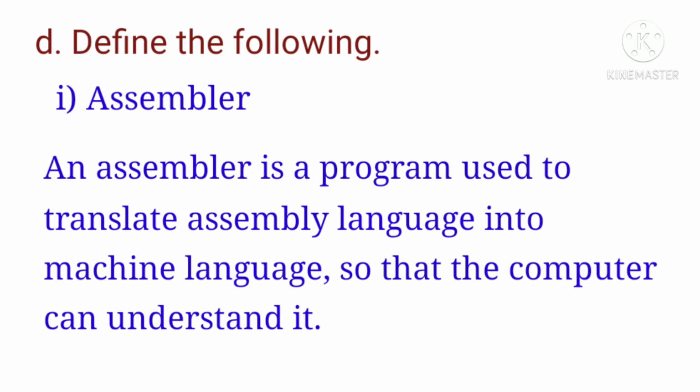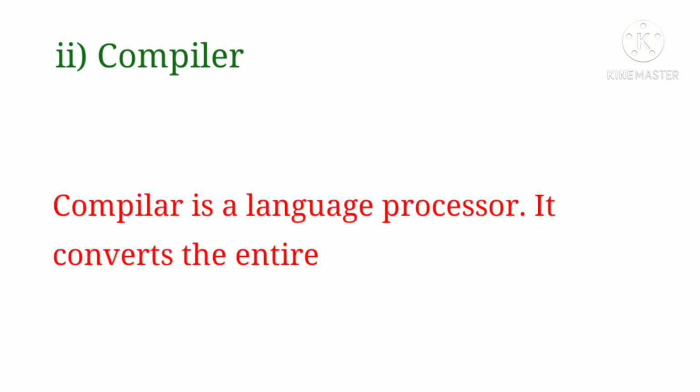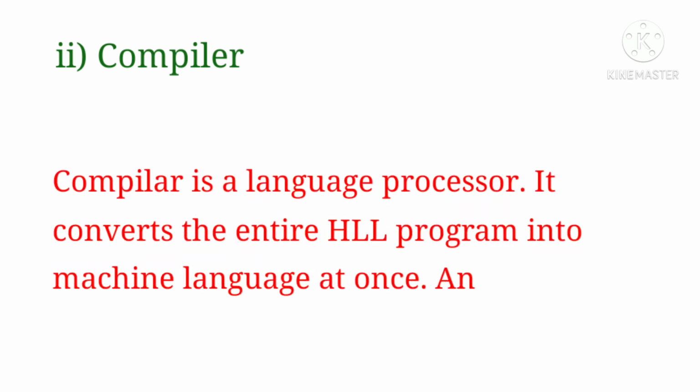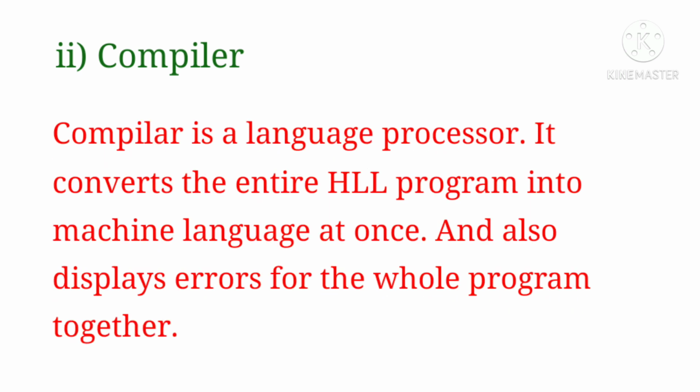Now D. Define the following. First, assembler. An assembler is a program used to translate assembly language into machine language so that the computer can understand it. 2. Compiler. Compiler is a language processor. It converts the entire HLL program into machine language at once and also displays errors for the whole program together.